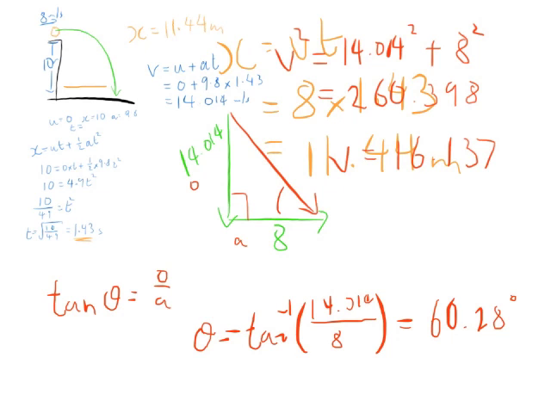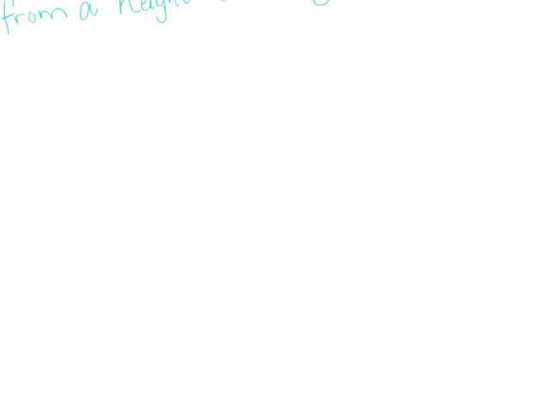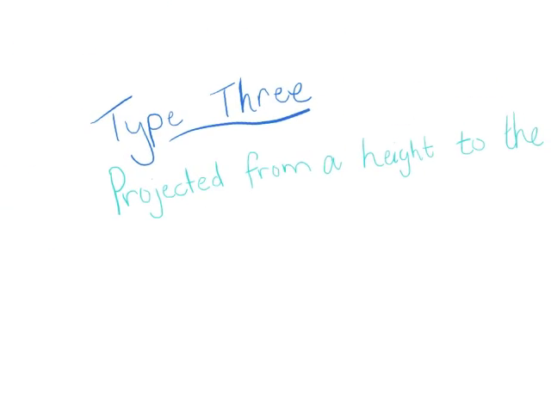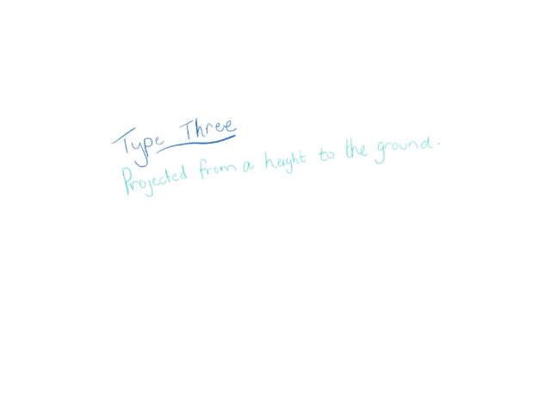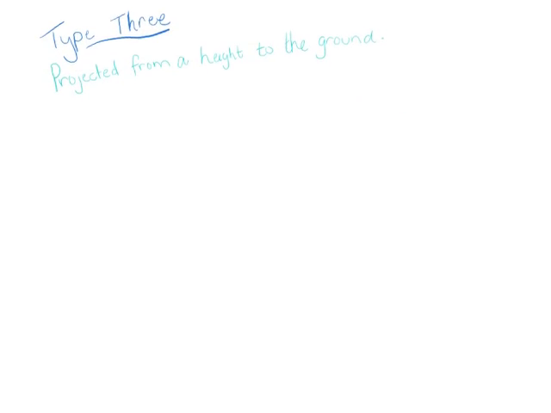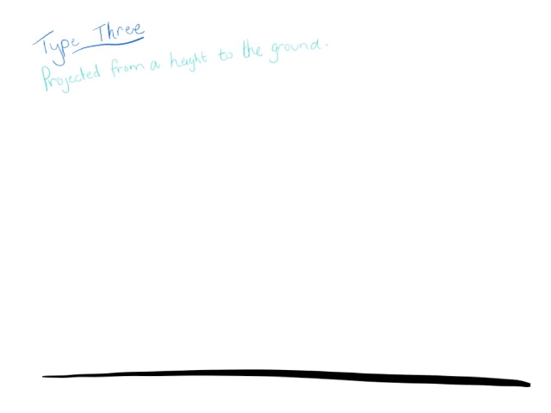And that's all you could be asked to find for that type of question. So, the final type of question, the trickiest, is type 3, projected from a height to the ground. This is the type that we were looking at in class when we were throwing things.